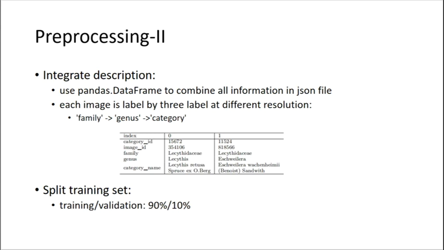Since we don't have any labels for images in the test set, to evaluate the performance of our models, we further split the training dataset into training and validation parts. The split ratio is 90:10.